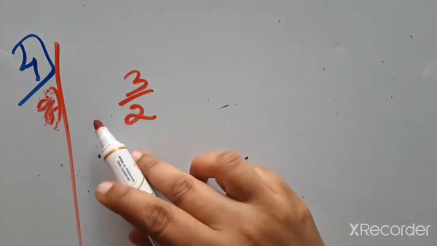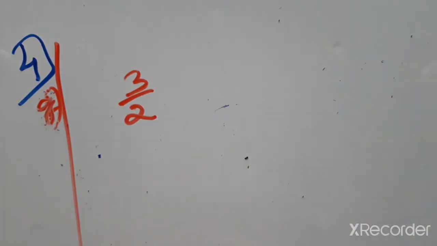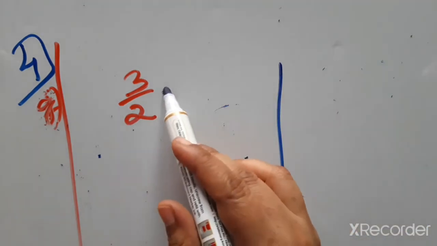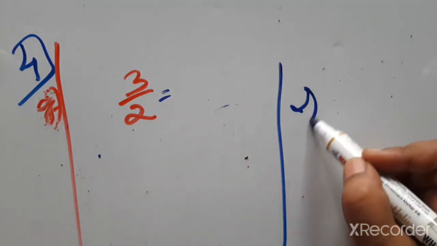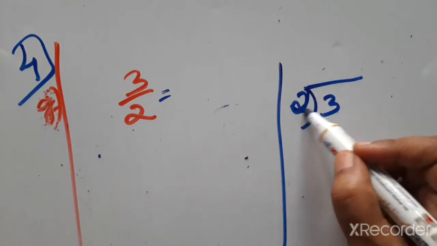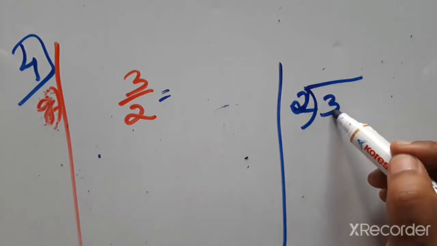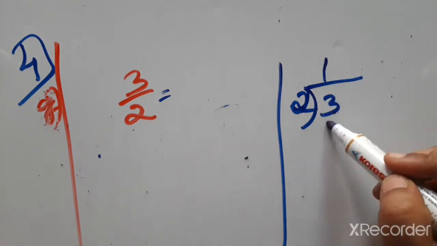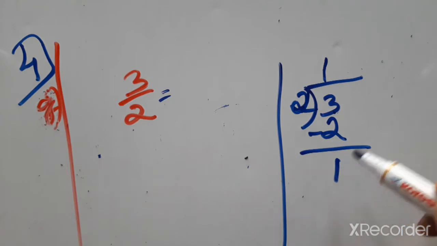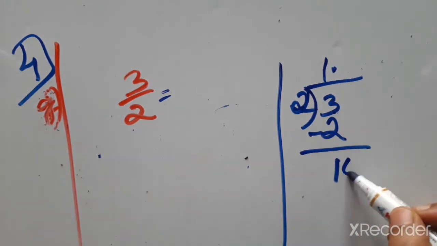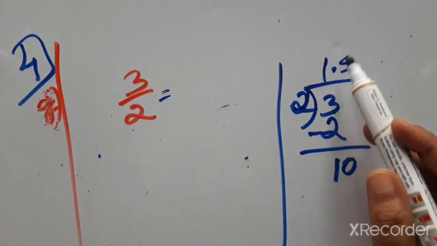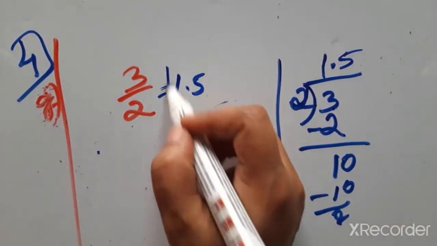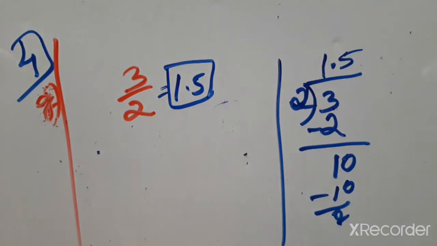Next is G1, 3 by 2. We have to write in decimal form. When the denominator is in tens and hundreds form, we directly divide. Now we have to divide, check children, 2 and 3. Divisor is 2, dividend 3. 2 ones are 2. Minus means 1 remainder. Point means we get 0 here. 2 how much are 10? 2 5s are 10. Answer is 1.5. After division, write 1.5.